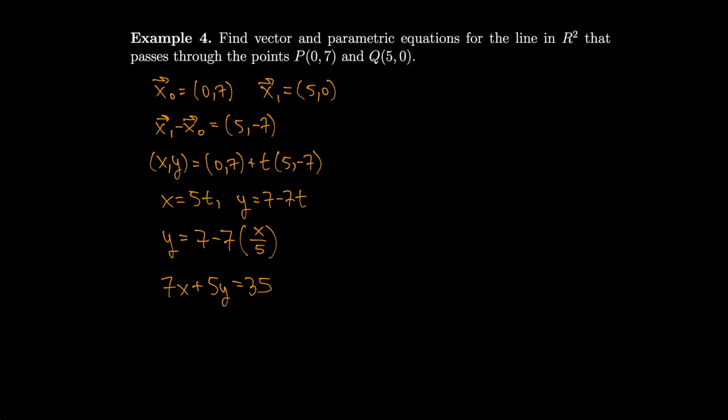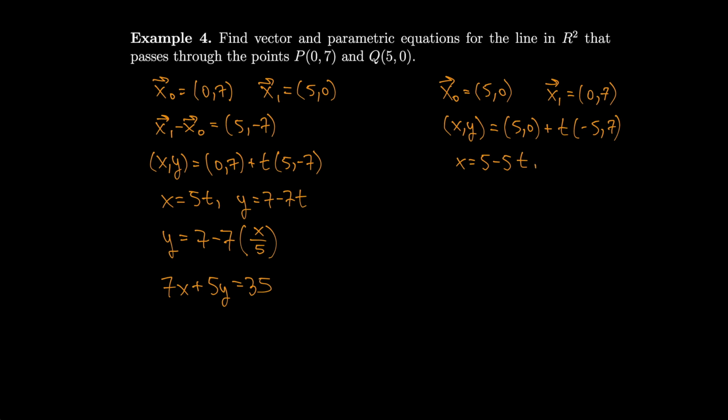But I could also do this by writing x naught equals (5, 0) for p, x1 equals (0, 7) for q, and write x equals (5, 0), the x naught, plus t times (-5, 7), which would give me parametric equations x equals 5 minus 5t, and y equals 7t.